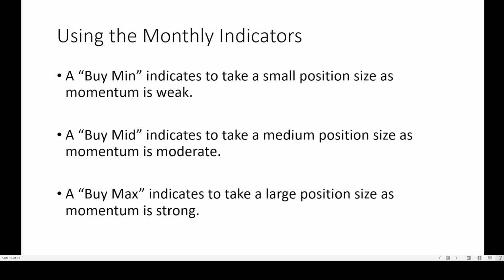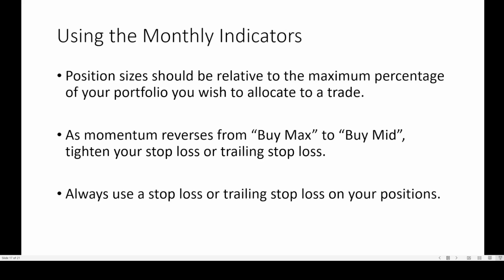A buy minimum indicates to take a small position size as momentum is weak. A buy mid indicates to take a medium position size as momentum is moderate. And a buy max indicates to take a large position size as momentum is strong. Position sizes should be relative to the maximum percent of your portfolio you wish to allocate to a trade. As momentum reverses from a buy max to buy mid and so forth down, you want to tighten your stop losses or trailing stop losses to try to lock in your gains. Again, always use a stop loss or trailing stop loss on your positions.